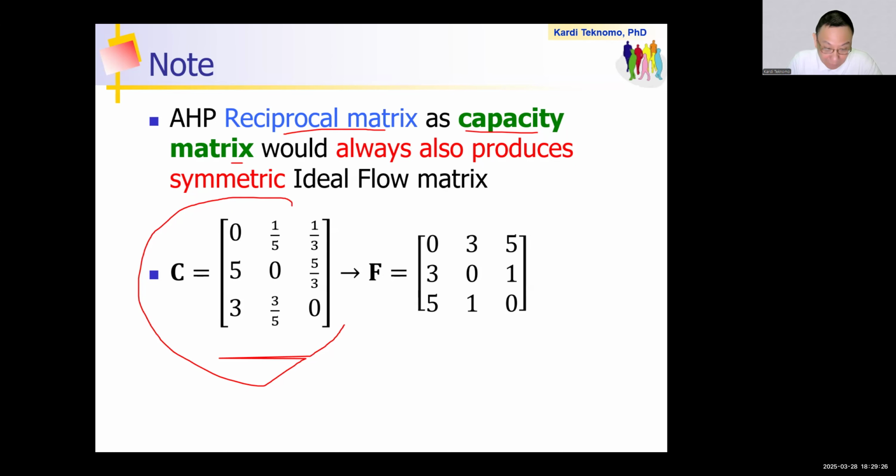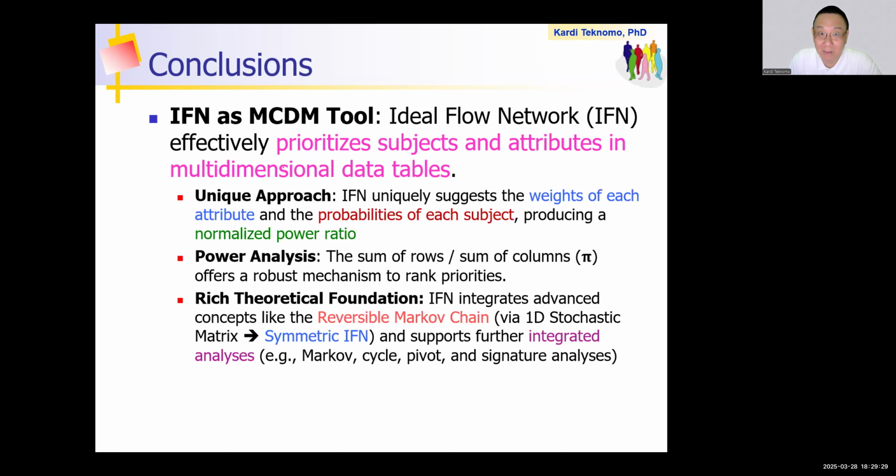So as a conclusion, IFN has a very strong theoretical foundation. So we can use IFN as an MCDM tool to prioritize the subjects and attributes based on multidimensional data tables. And this is actually unique, because you can derive the weight of the attributes. Compare that to the MCDM methods last time, where you needed to subjectively provide the weight. Can you see the difference? And then, of course, you can get the probability for each subject. From here, you can get the normalized power ratio, right? So you can also analyze the power.